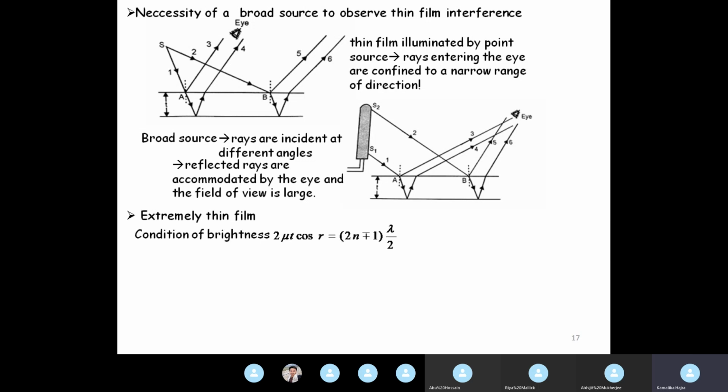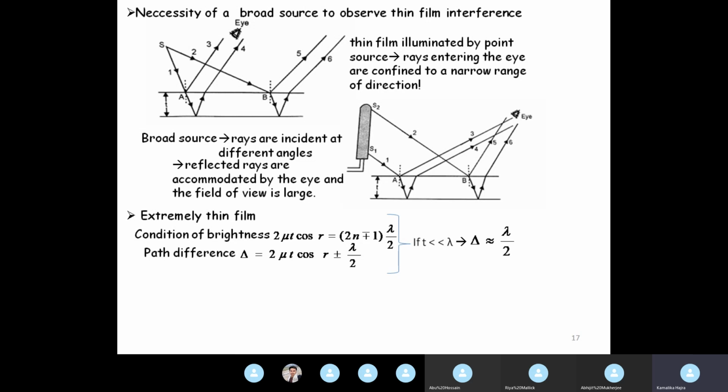Thin as in, see, we saw that the condition of brightness is this in the reflected mode, 2 mu t cos r equal to (2n ± 1) lambda by 2, and the path difference is this, delta equal to 2 mu t cos r ± lambda by 2. So if the film is so thin that it is even less than the value of the wavelength of the incoming light, how does that happen? Does that happen?